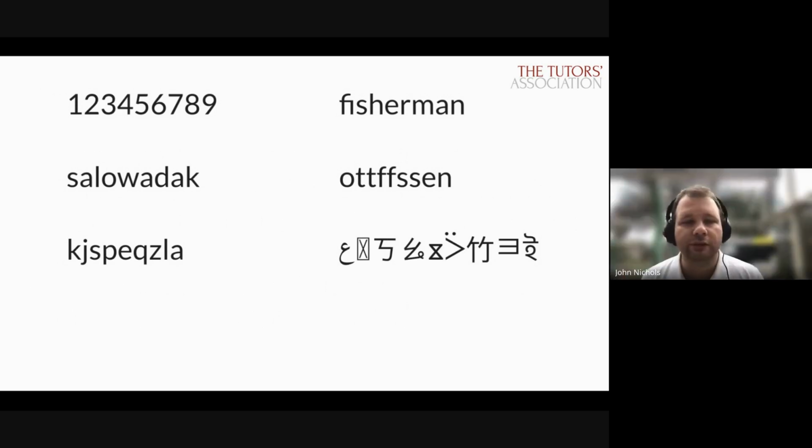Now, with the third one here, Salawadak, it actually is a nonsense word. It doesn't mean anything in any language, as far as I'm aware. But you can say it, and so you can try and link it to a sound, and then you can try and decode the sound phonetically and say, oh, Salawadak, and you know what letter makes the sound S, etc., etc. The OTTFFSSEN is actually the first letter of the numbers 1 to 9. 1, 2, 3, 4, 5, 6, 7, 8, 9. So if you knew the code, it would be easy. If you don't know the code, it's a bit harder because you have to try and just remember the sequence of letters by some other means.